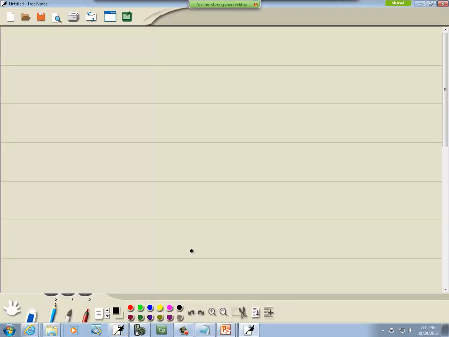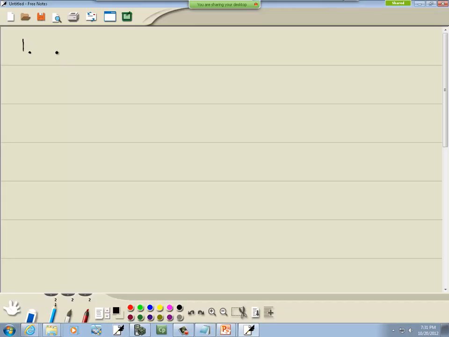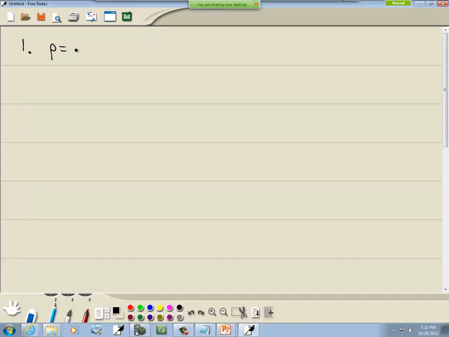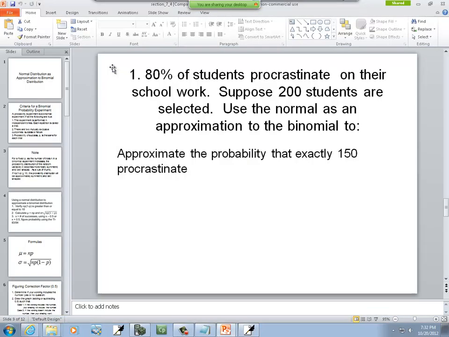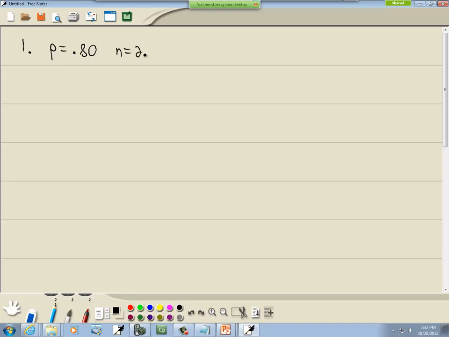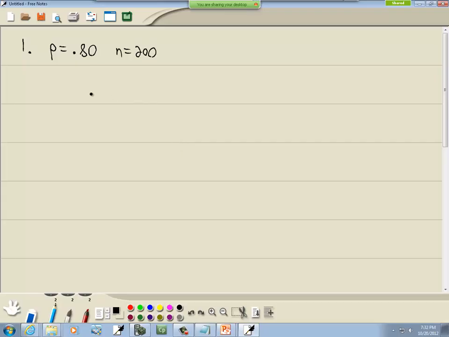Okay, so let's look at our first problem. It says 80% of students procrastinate on their schoolwork. Well, that's p. When they give you a percent, then that'll be p. So p is equal to 0.8 or 0.80, whatever you want to put. Suppose 200 students are selected. That's n. n is equal to 200. Use the normal as an approximation to binomial to approximate the probability exactly 150 procrastinate.